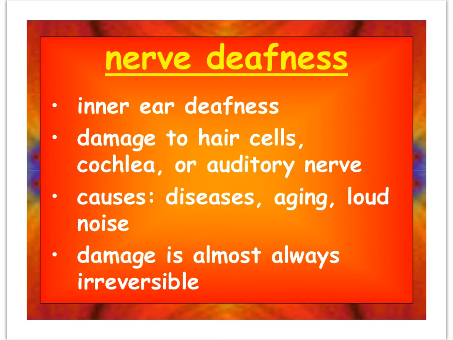Nerve deafness is a problem really with the inner ear. So damage to hair cells, your cochlea, or your auditory nerve would cause nerve deafness. Things that could cause that would be diseases, aging, loud noise. We already mentioned that going to concerts that are really loud can over time cause permanent hearing loss, which is why you want to protect your ears when you go to concerts by wearing earplugs.